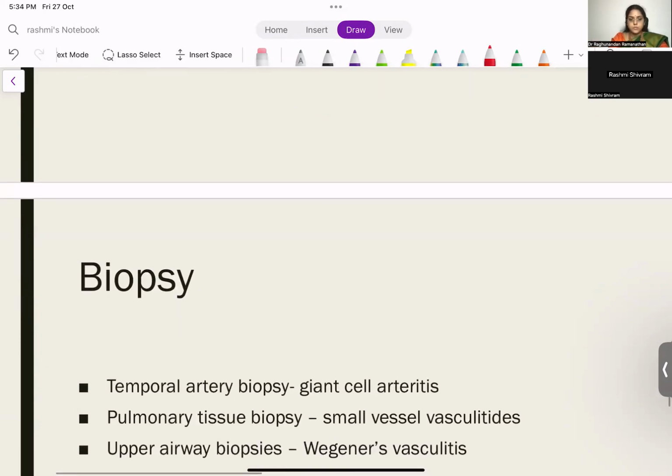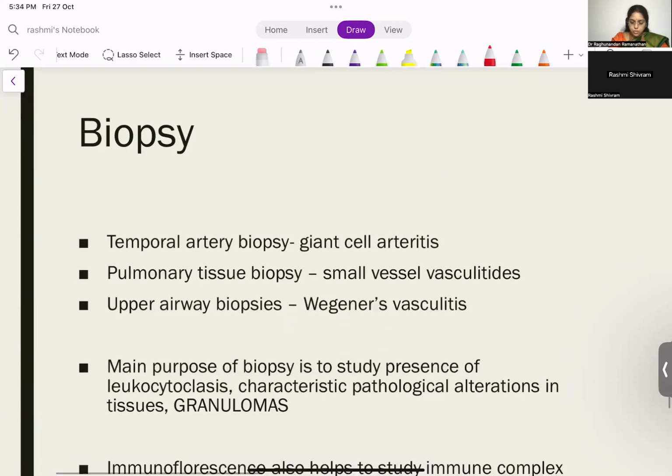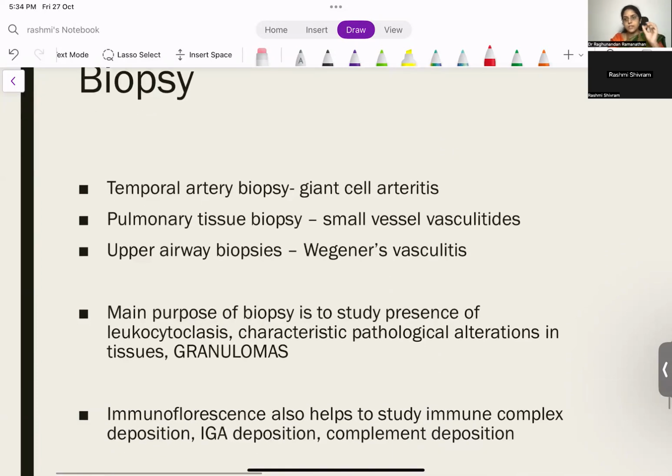Coming to the other biopsies which we do, temporal artery biopsy, I told you for giant cell arteritis, you have a nodular temporal artery with less pulsation. So this is called temporal artery biopsy, giant cell arteritis. It will be a very stiff vessel. And sometimes in the part that you do, there may not be involvement because it is a very patchy involvement which is seen in temporal arteritis.